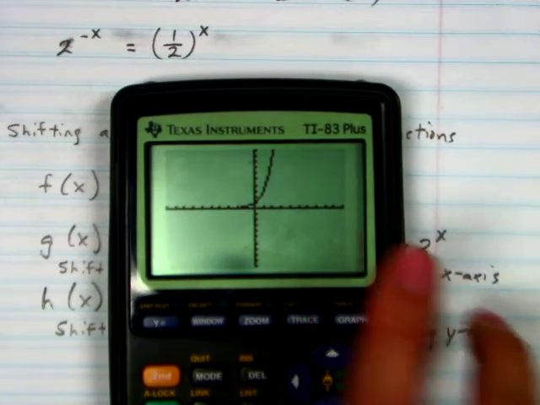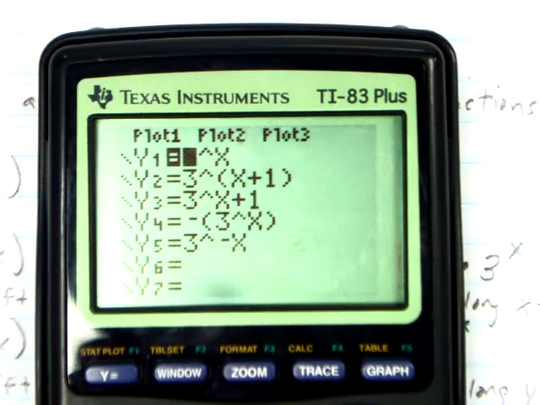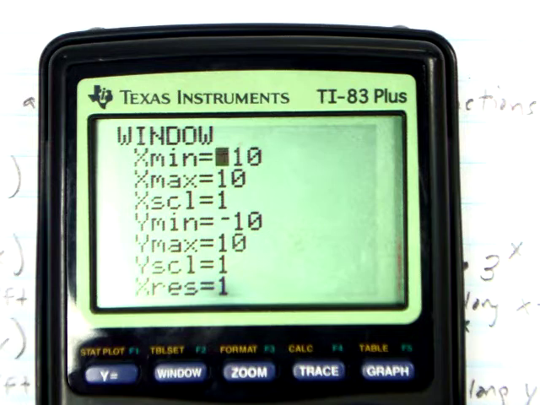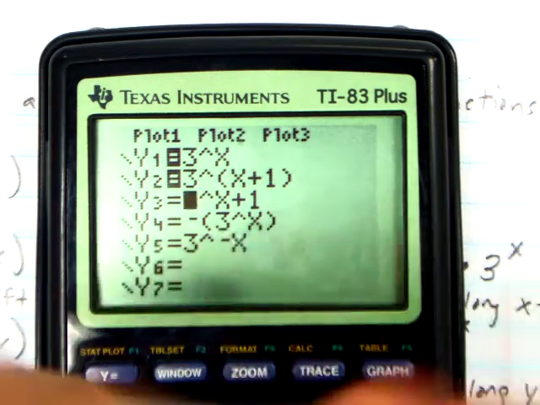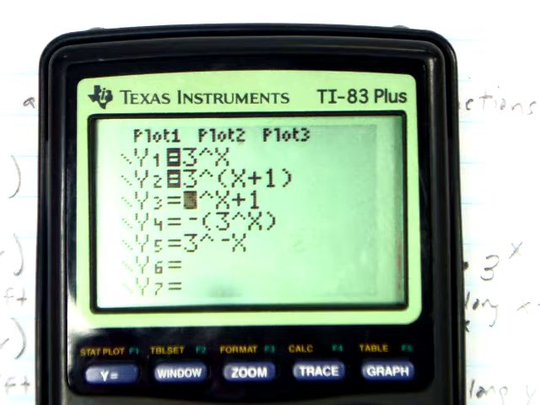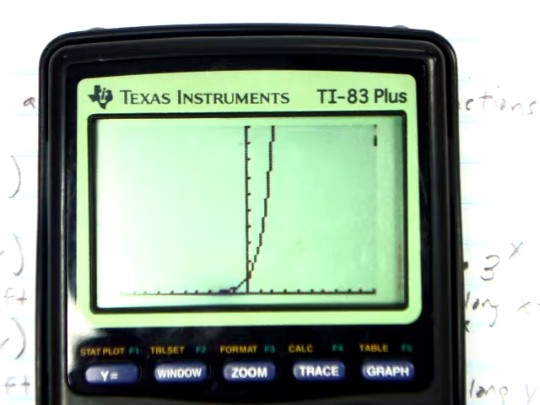So here's the original function, and then here comes the second one. As you can see, it shifted to the left 1 as we expected. The x value is inside, so it shifted over left 1. Okay, let's go back to the y equals. I deselected that second equation, and I'm going to select the third one. This time the 1 is outside, so that should shift it up 1. So you can see, yep, it's coming in 1 higher. Everything got shifted up 1.